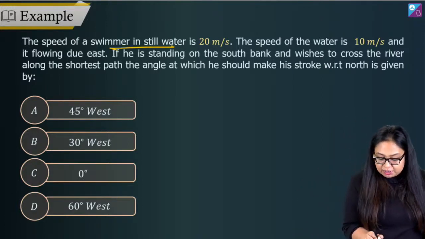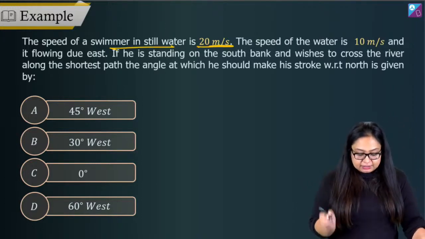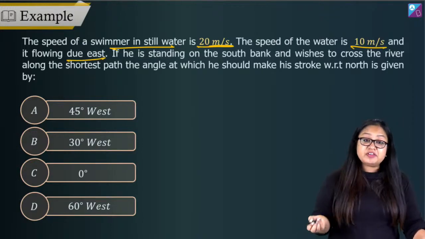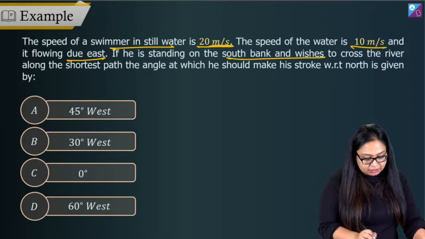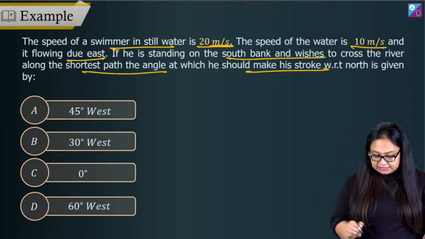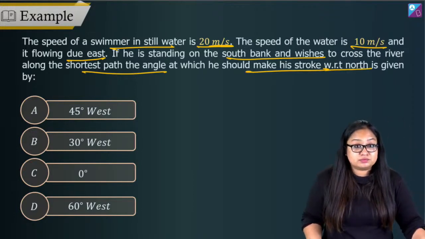We have a swimmer in still water. Its speed is 20 meters per second. The speed of the water is 10 meters per second and it's flowing due east. If he is standing on the south bank and he wishes to cross the river along the shortest path, the angle at which he should make his stroke with respect to north is given by how much?